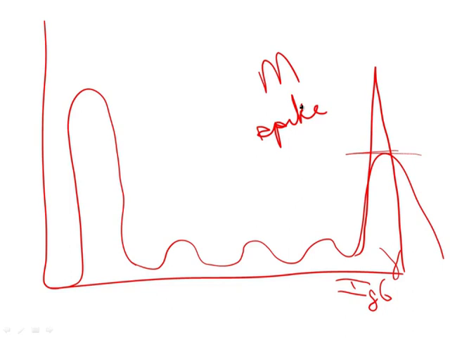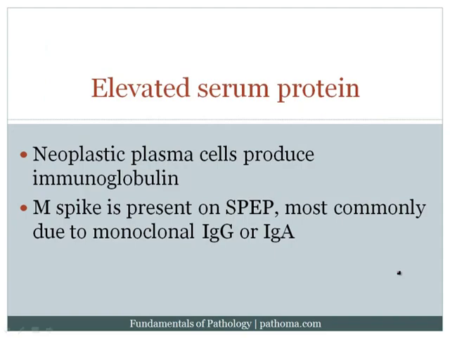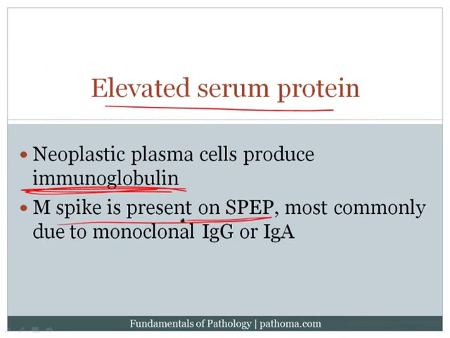Notice that this band is tight and it's very high. Tight in the sense that it's very narrow, but it's also very high. So this is called an M spike, and again, it indicates monoclonal immunoglobulin. Now, it so happens that when you think about multiple myeloma, the neoplastic cells produce immunoglobulin, and that immunoglobulin would be seen as an M spike on the SPEP. However, it's most commonly IgG or IgA. So an M spike in multiple myeloma is usually IgG, but can be IgA.